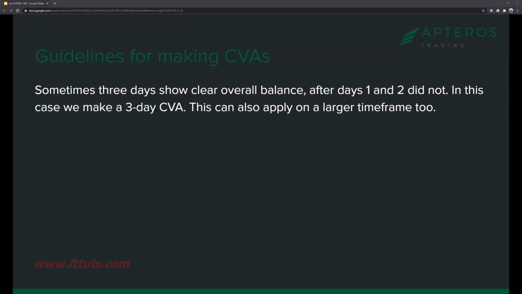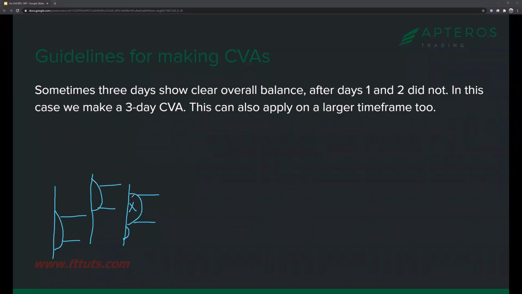Sometimes 3 days show clear overall balance after days 1 and 2 did not. In this case, we make a 3-day CVA. So sometimes you might have day 1, maybe day 2 is mostly like this, and you decide, you know what, there's no value overlap, we're not merging them. Great, good decision. And then day 3 comes in here, and it is something like this, who knows? But what's really important is this here. First of all, like you at home, zoom out with your eyes. What's going on here? Oh, the market's gone nowhere for 3 days, right? So don't forget to zoom out and just kind of see that.